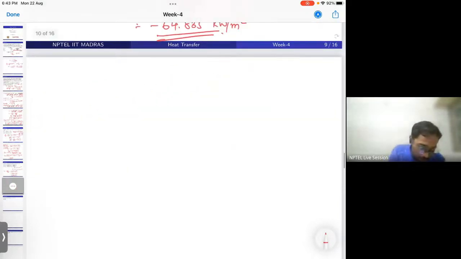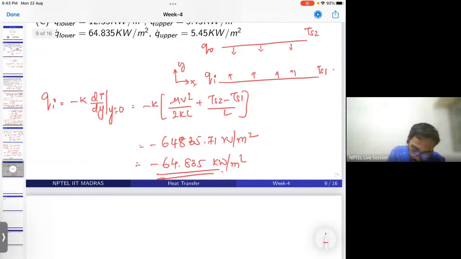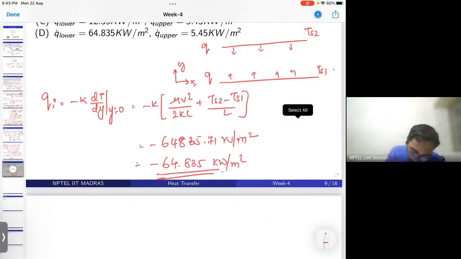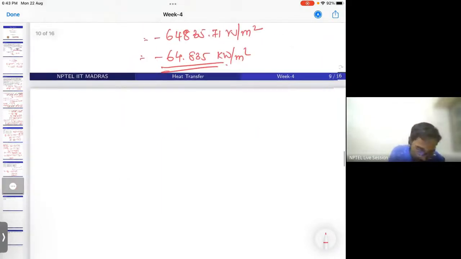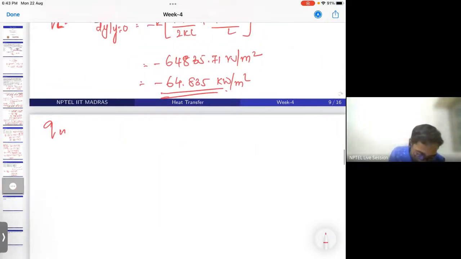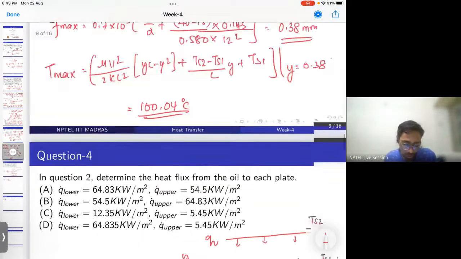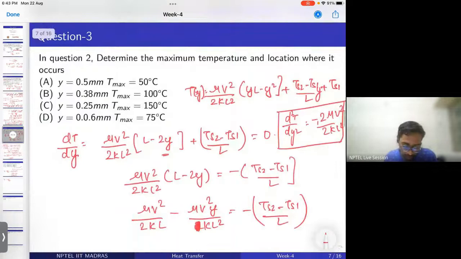Now Q upper plate. I am changing it: this is Q lower and Q upper. For the Q upper plate, also the same: minus k dT divided by dy at y equal to L. So if you substitute into this equation, that is y equal to L.